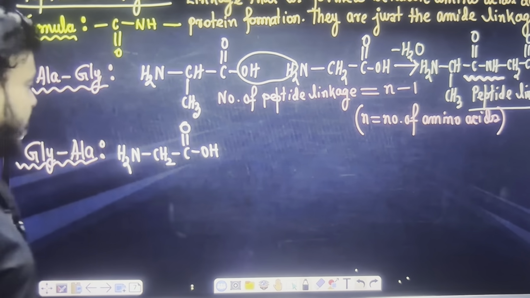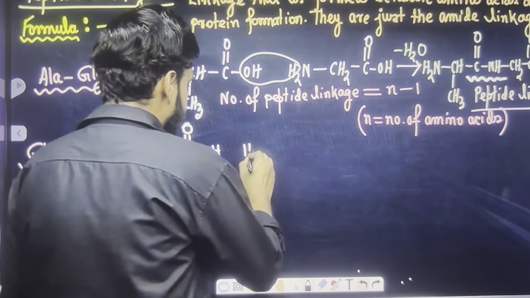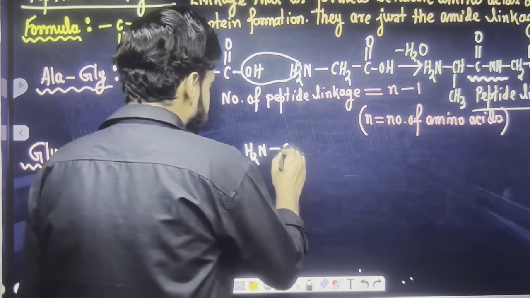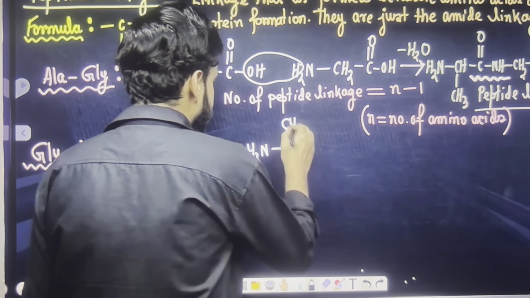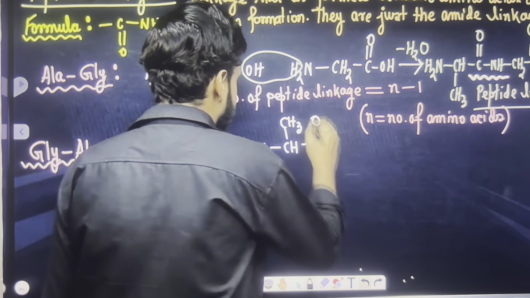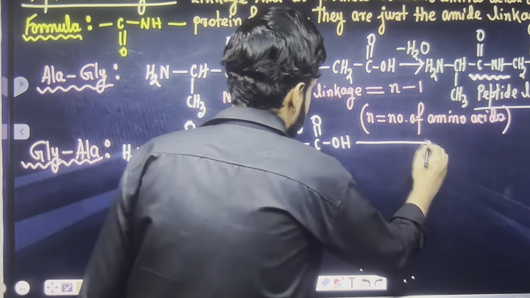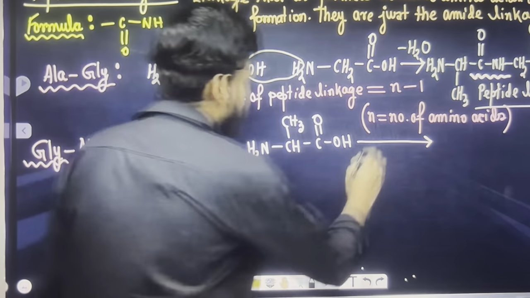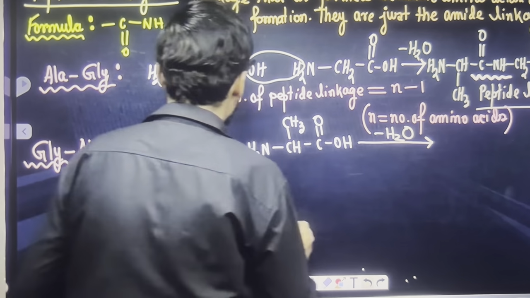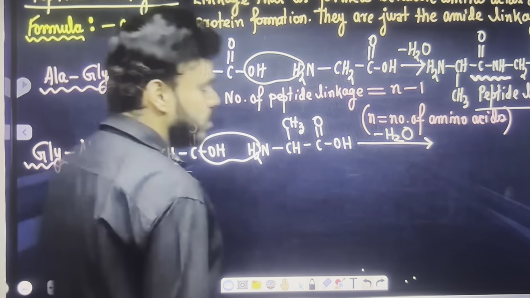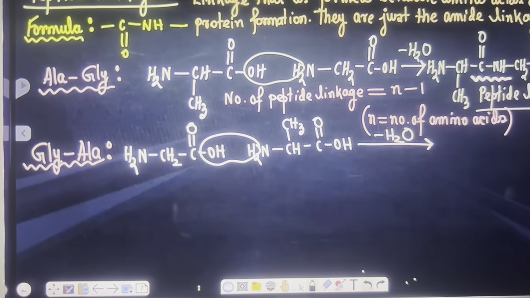Now we have to draw alanine later. So this will be NH2, this will be CH, this is CH3, and the COOH. Now we have to remove a water molecule. This H and this OH will be eliminated as the formation of a water molecule.